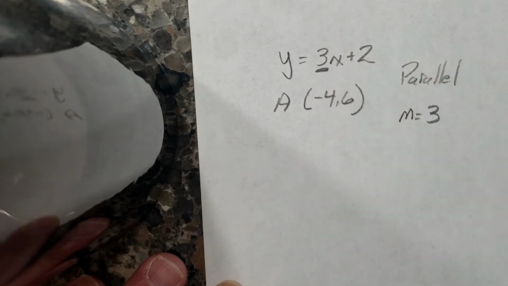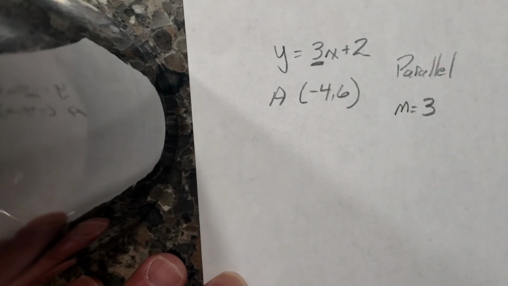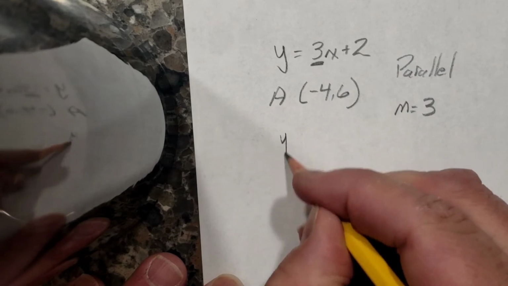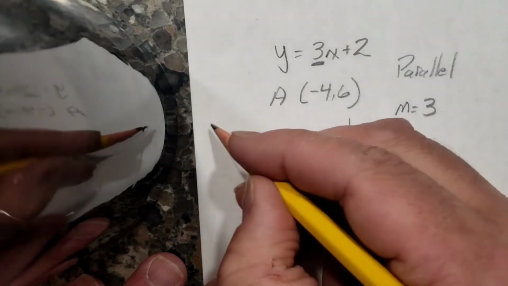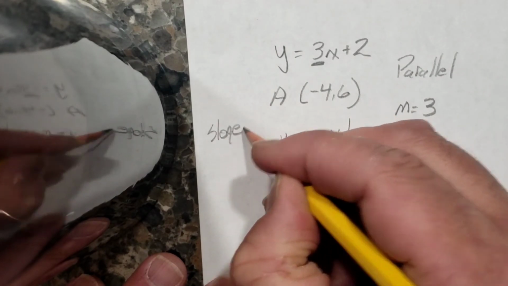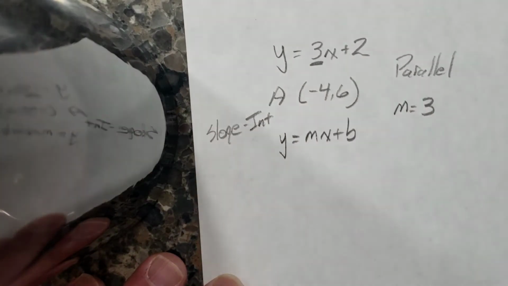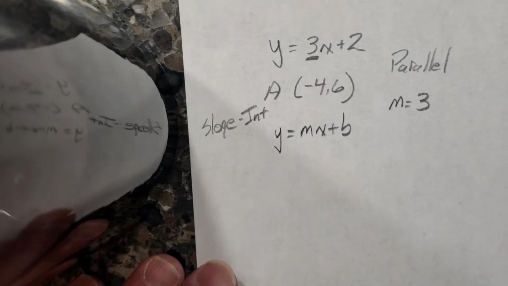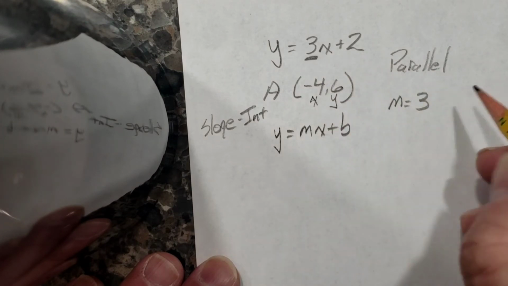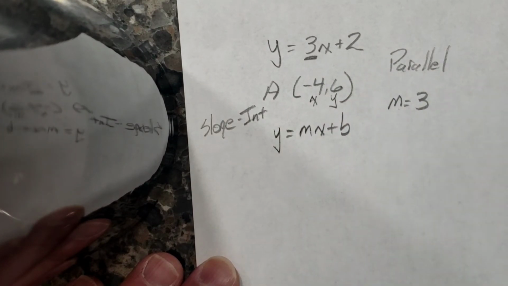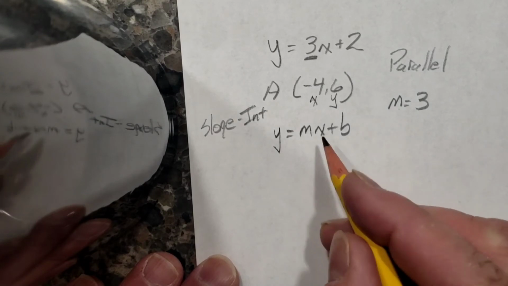Now the easiest way to do this is y equals mx plus b, slope-intercept form. Now you see there's 4 variables there in the equation, but we have 3 of them. We have our x, we have our y, and we have our slope. And with that, we can solve for our y-intercept and then just put it back into the equation easily.